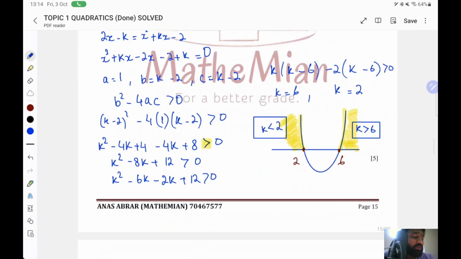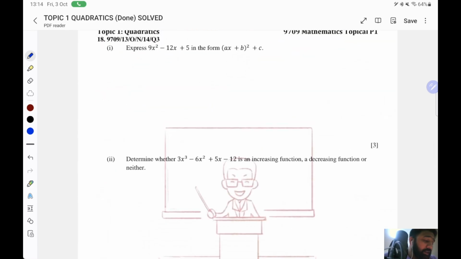Let's move to the next question. Question 18, which is from October November 2014, question number 3, paper 1-3. This is the standard form that is given to us. We need to convert it into completed square form again.